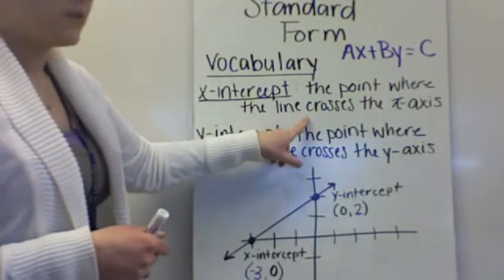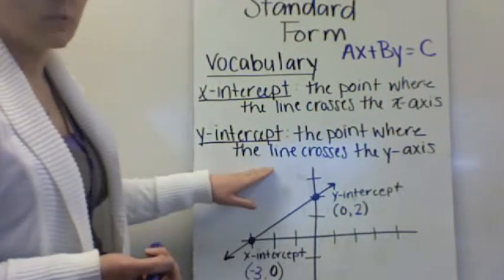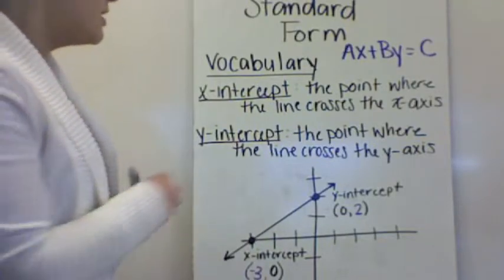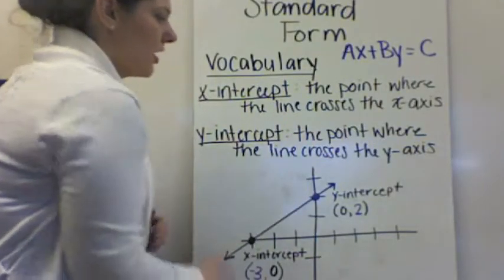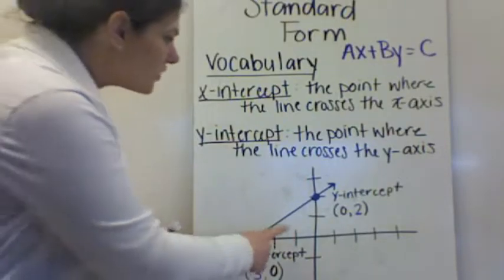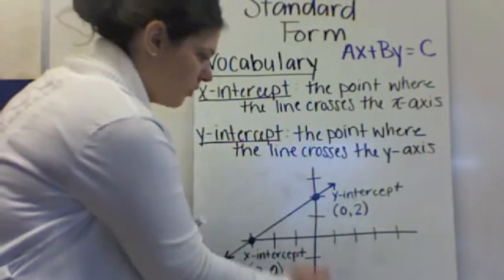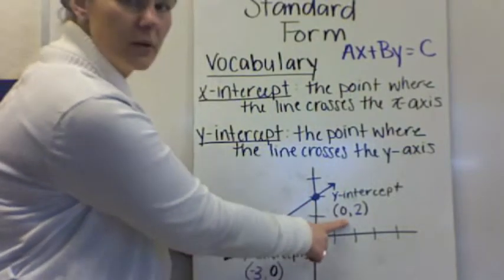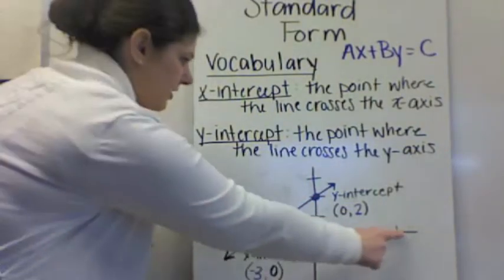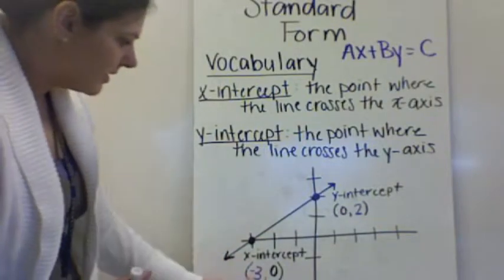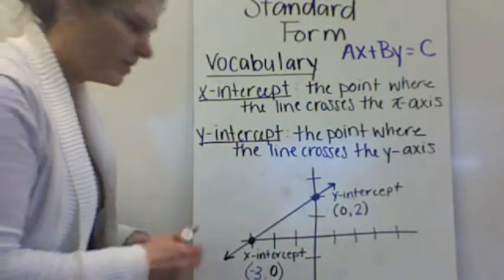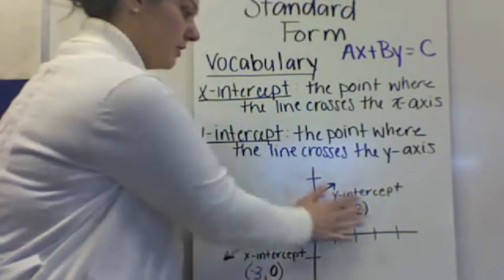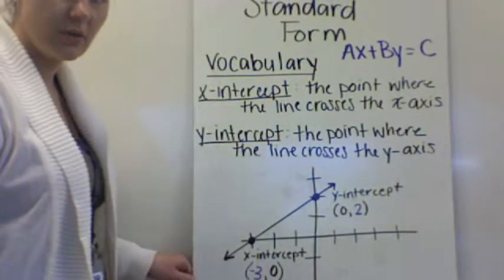X-intercept is the point where the line crosses the x-axis. Y-intercept, we know this, we've talked about this before, the point where the line crosses the y-axis. This is on your paper. Add this drawing up under the vocabulary. So again, remember y-intercept, this is our y-axis. So if it crosses at this point, our y-intercept is (0, 2). Our x-intercept, we go to our x-axis, it crosses at this point, (-3, 0). Add this to your vocab part so you have a picture with your words also.